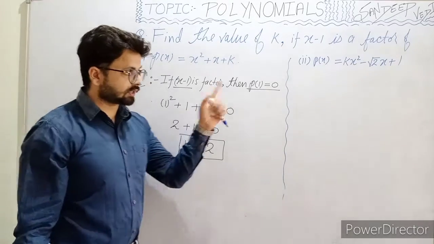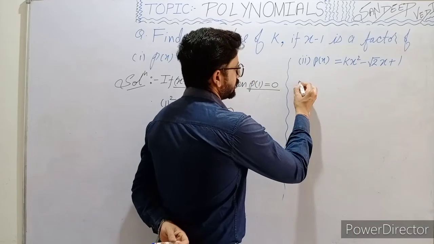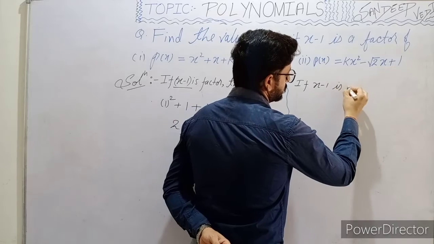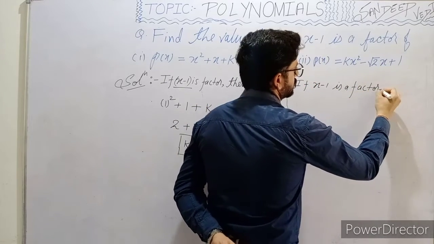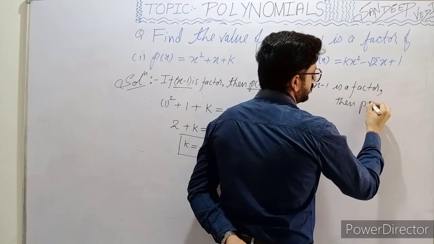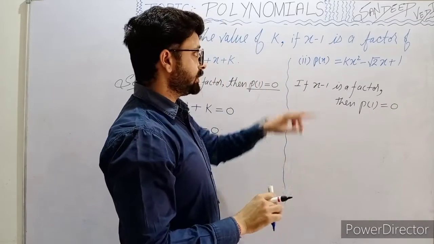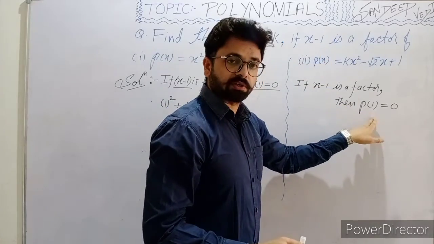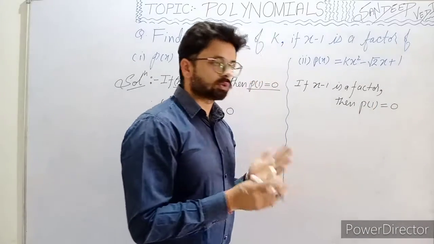Okay guys, now you see another question here. The question is the same, the thing we will use is the same. If x minus 1 is a factor, then p(1) is equal to 0. Not 1 always. According to this question, x minus 1, so minus 1 is here, then plus 1 will come here. That's why we are using 1 here, otherwise it's according to the question.